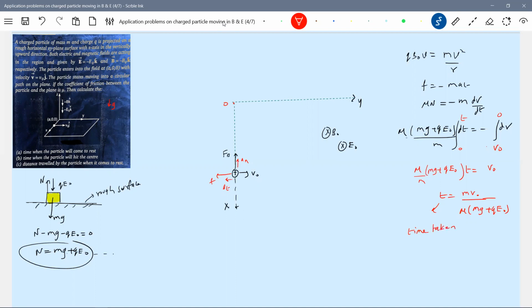Let's find out some quantity so that we can further get into the problem. Time taken by the particle to come to rest. Okay, first part got over. Okay, we are very happy now. Let's do one thing. The time when the particle will come to rest and the time when the particle will hit the center. What do you mean by center?